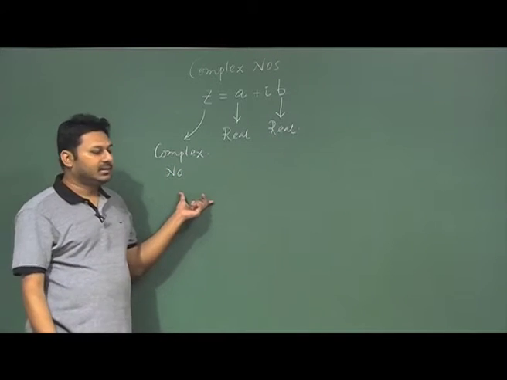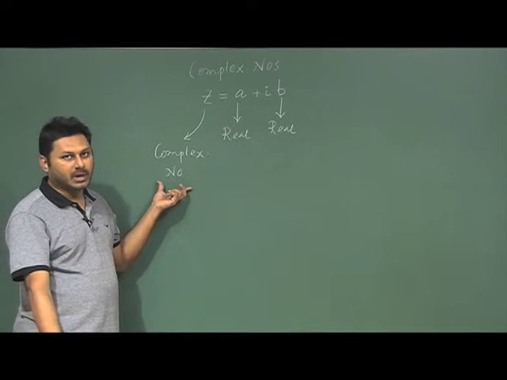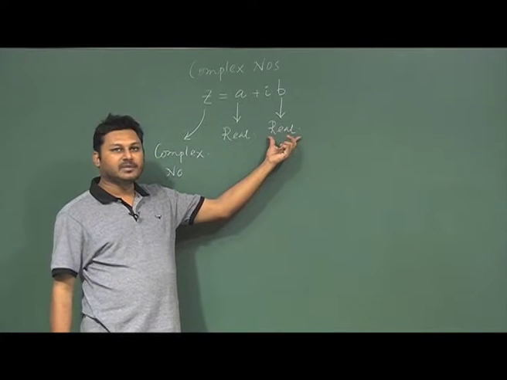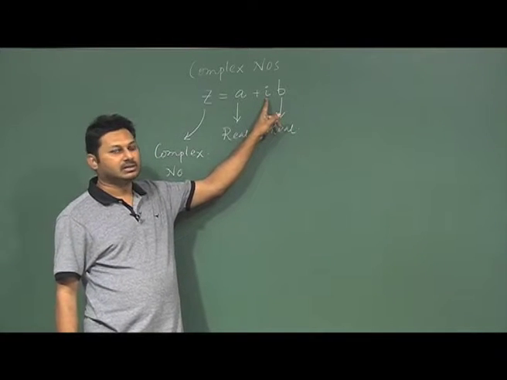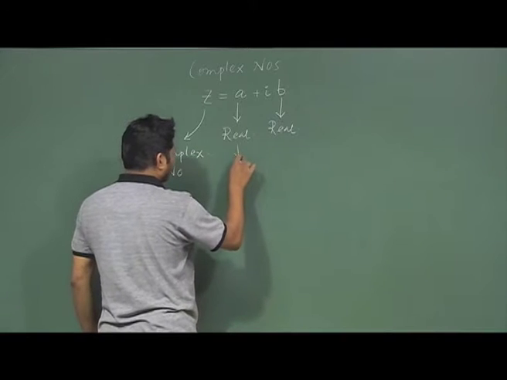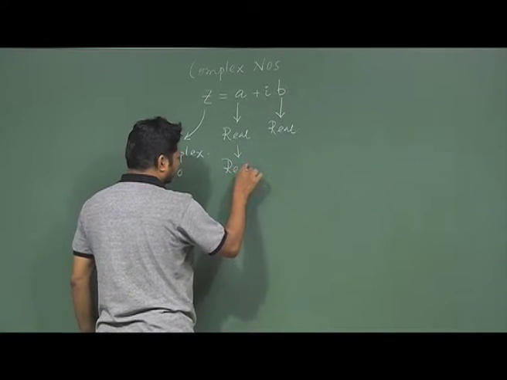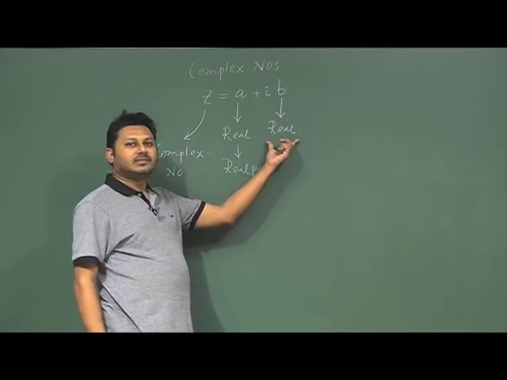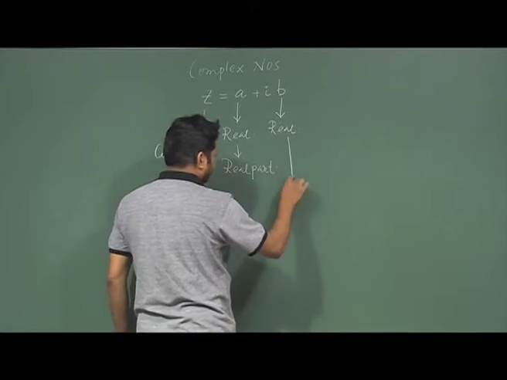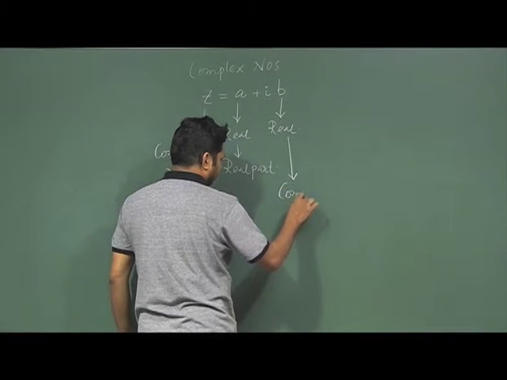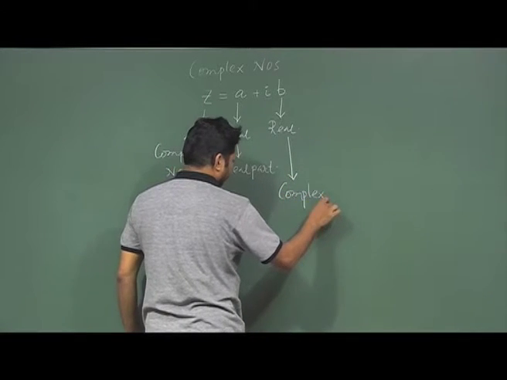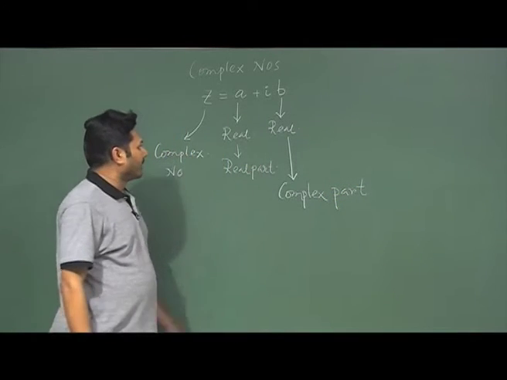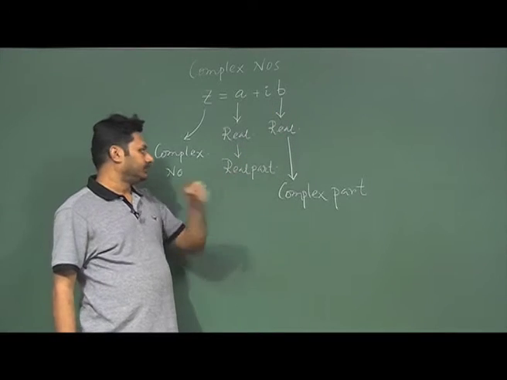So the point is, the complex number consists of two parts. One is the real part and the other part is also associated with some real number, but multiplied by i. So this part is absolutely the real part, but this part is not real, this is the imaginary part. This is the real part, this is the imaginary part.